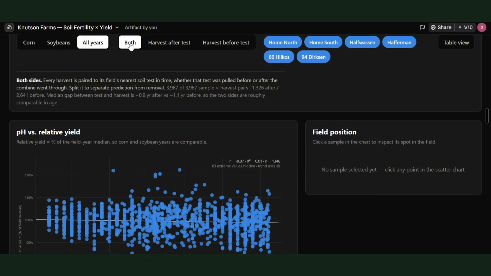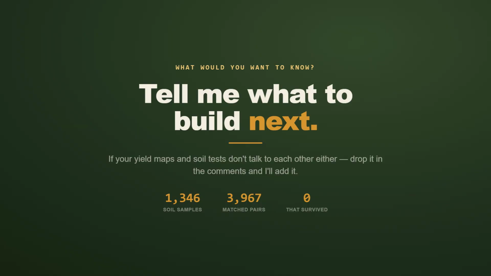So this is the kind of thing that I do. Take farm data when it's just sitting in a folder doing nothing and try to pull the answers out of it. That's just one of the things that I do. If you've got field maps and soil tests that don't talk to each other, what would you want to know from them? That's what I'm trying to work on next.